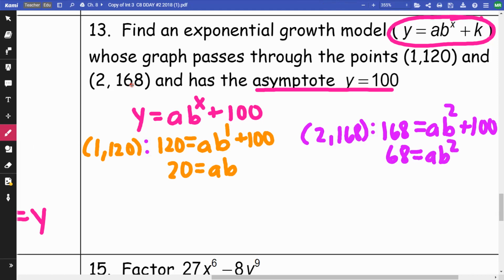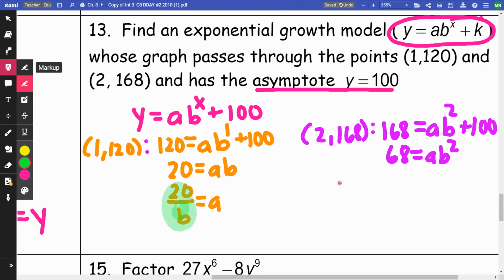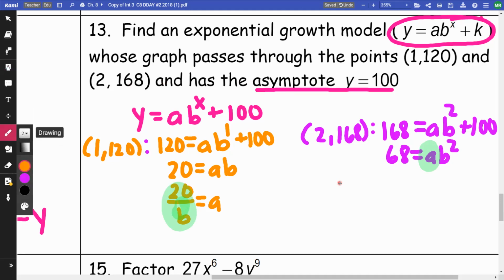And I get this. Now, I am going to substitute one equation into the other. I want to get one of them to be either A or B equal. I think it'd be easier to get it to be A equal, just because I'd rather plug it into just A's as opposed to a B squared. So I'm going to get 20 over B is equal to A. And I am going to take this 20 over B and put it here for A. So I have 68.